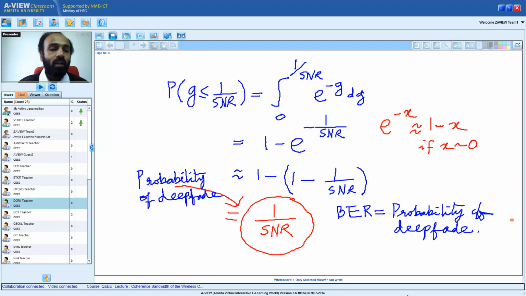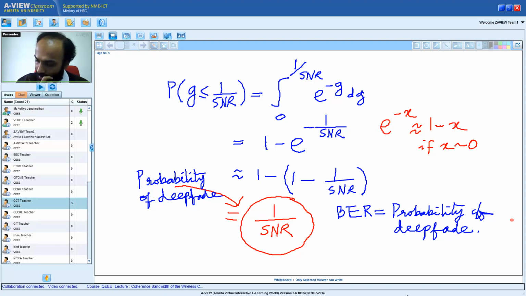Therefore, what is the bit error rate? The bit error rate, that is the probability that the bit is in error, is exactly equal to basically the probability of the deep fade event, and the probability of the deep fade event is 1 over SNR. So whenever the channel is going into a deep fade, because of the multipath propagation, because of the destructive interference arising due to the multipath propagation, all the bits corresponding to that event are lost, and therefore the bit error rate, the probability that the bit is in error, is basically equal to the probability that the channel is in a deep fade. I hope this is clear.